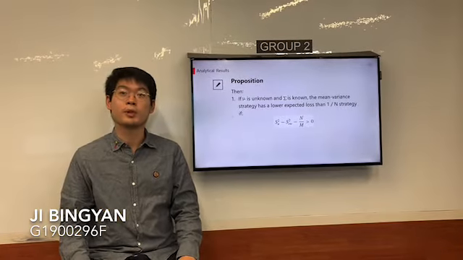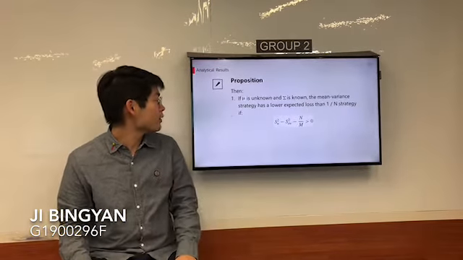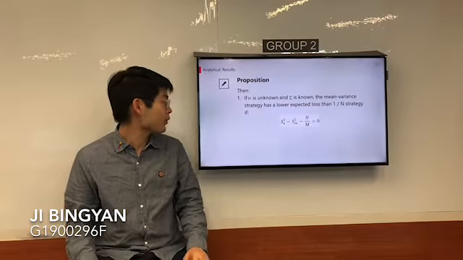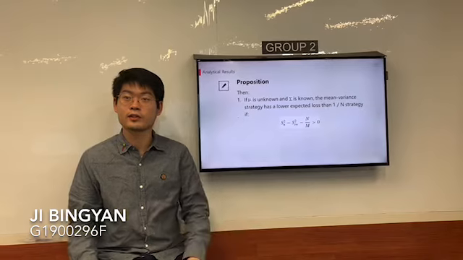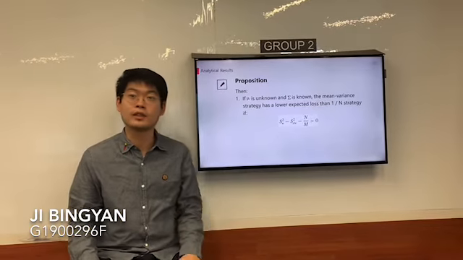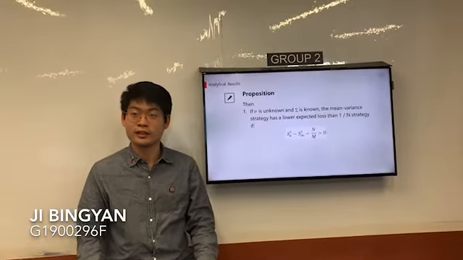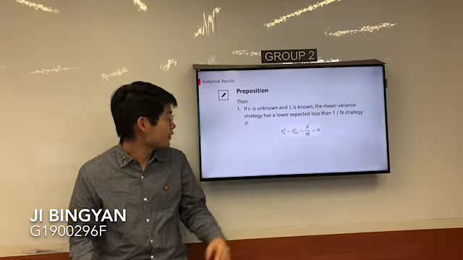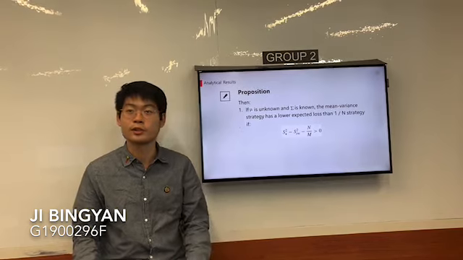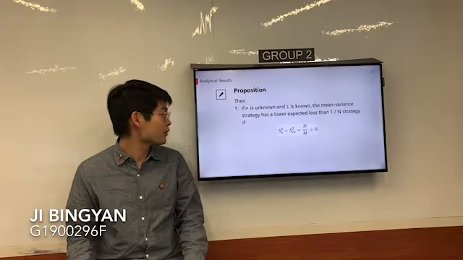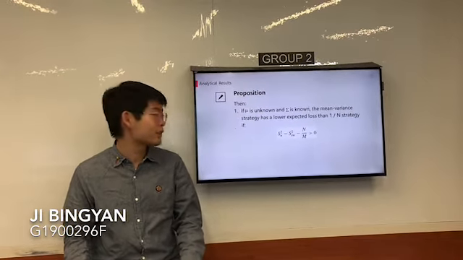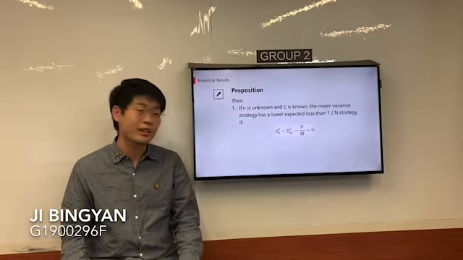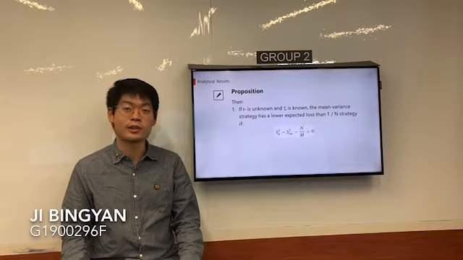Proposition 1: if mu is unknown and sigma is known, then the mean variance strategy has a lower expected loss than the equally weighted portfolio if this inequality is satisfied. As you can see, as the number of assets decreases and the length of the estimation window m increases, there is a higher probability for this inequality to be satisfied. This is quite intuitive, since the fewer assets we need to estimate and the longer the estimation horizon is, the more accurate results we can obtain.